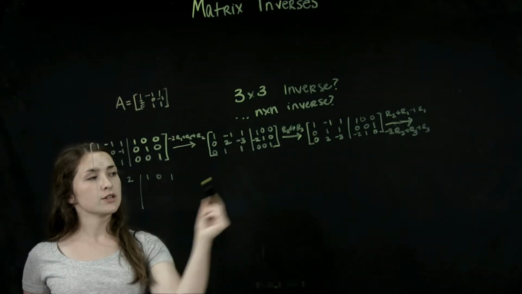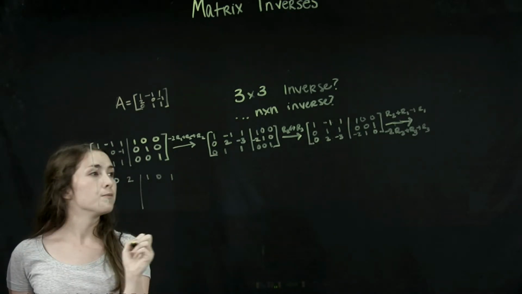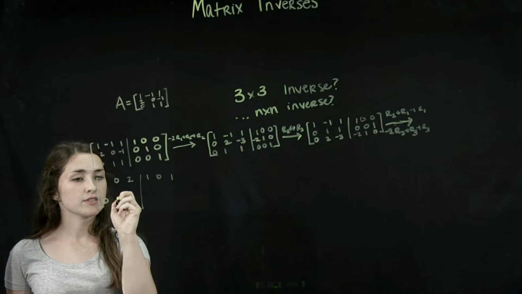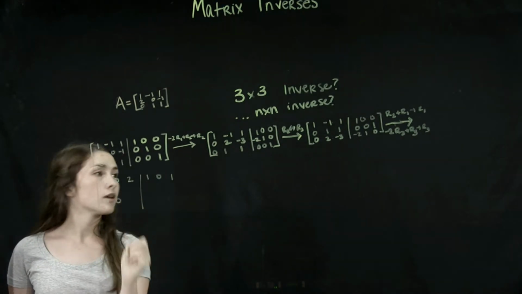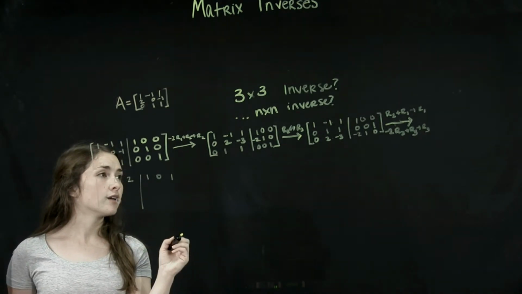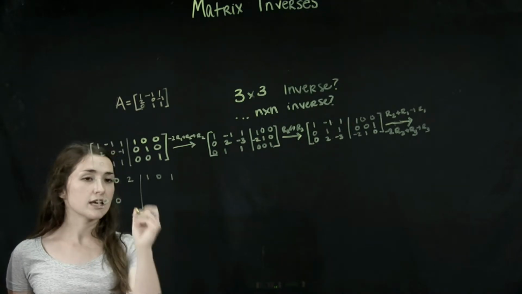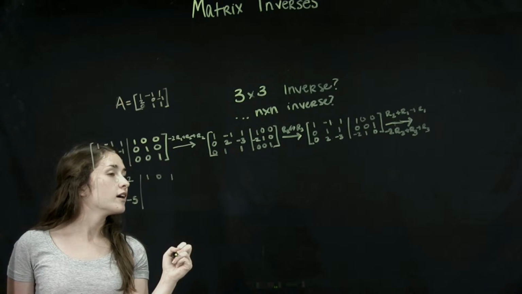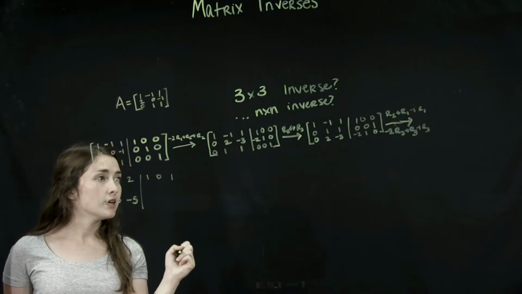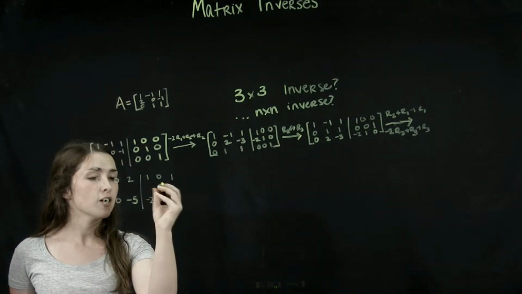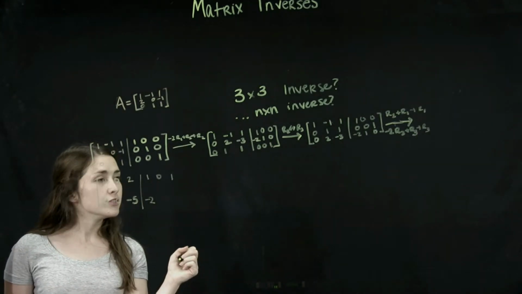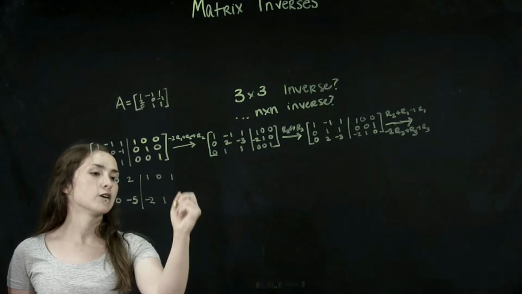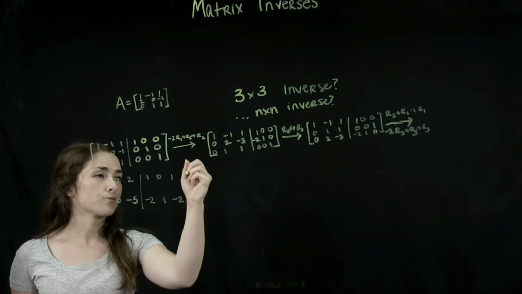So -2 times 0 plus 0 is going to be 0. -2 times 1 plus 2 is going to give us a 0. -2 times 1 plus -3 is going to give us a -5. And then -2 times 0 plus -2 is going to give us a -0. Negative 2 times 0 plus 1 is just a 1, and then negative 2 times 1 plus 0 is going to be a negative 2.